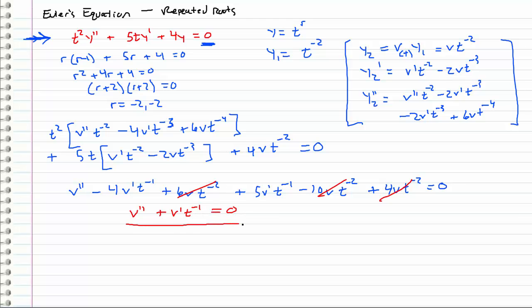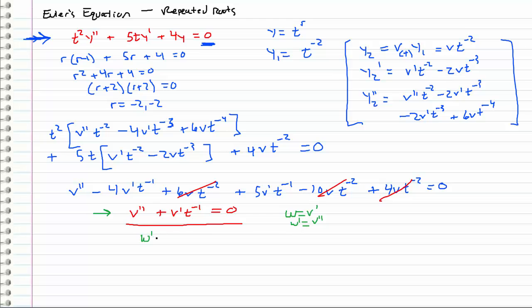Okay, so this is the differential equation for v that we need to solve in order to find v and then get our y2. What I'm going to do is reduce the order of this. Let w equal v prime. That means that w prime is equal to v double prime.